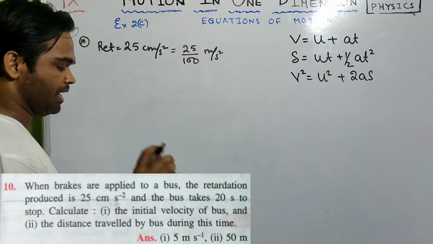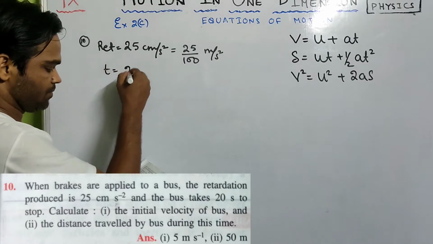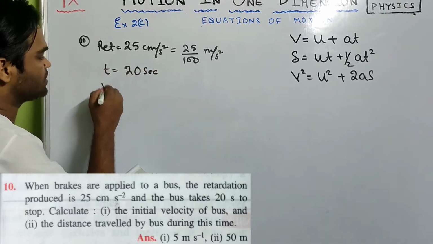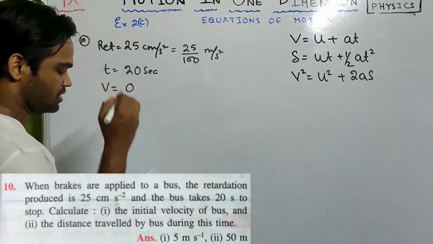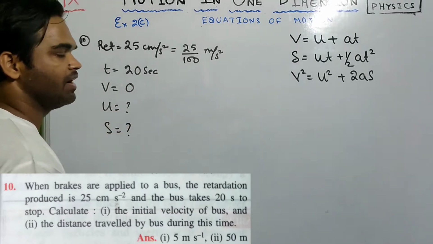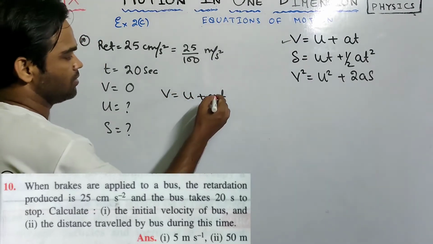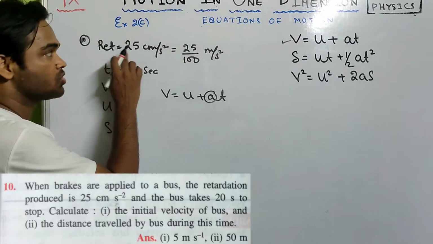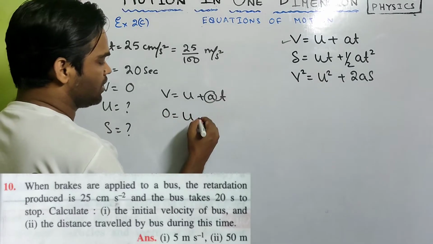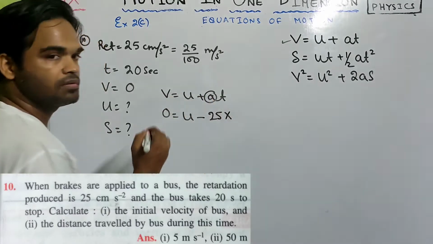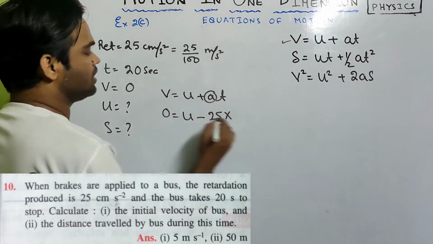Again I'll read. When brakes are applied to the bus, the retardation produced is 25 centimeter per second square and the bus takes 20 seconds to stop, which means the final velocity is 0. The bus finally stops. Calculate the initial velocity and the distance traveled. Very easy. Look over here. V equals U plus AT. Just be careful. A is acceleration over here. Retardation is given, so we'll just write negative. V is 0. U we don't know. Instead of A I can write minus 25 because retardation is 25. And T is 20.